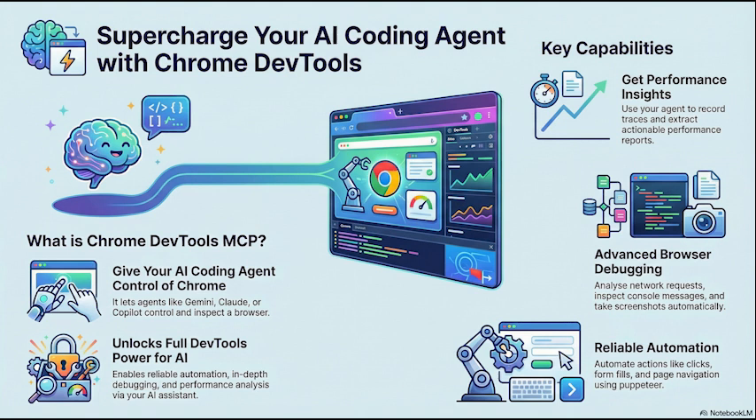Okay. And then the really tough ones. Upload file and handle dialog. Wait, so it can handle a native OS file picker and then a JavaScript alert box? All autonomously. It can complete a whole multi-step form, upload a resume, click OK on the confirmation pop-up, all by itself. That alone makes it a world-class QA tester right out of the box.